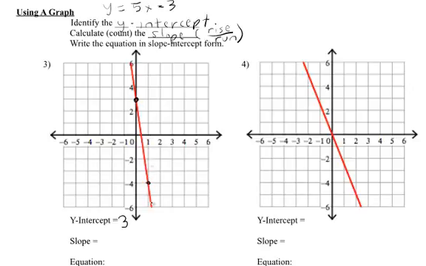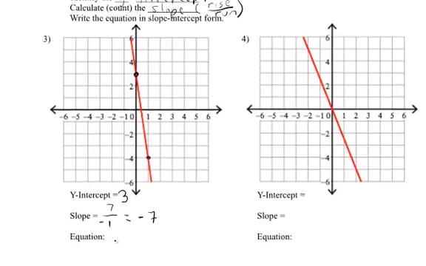So, we've got our 2 points. Remember, rise over run. So how many do we have to rise to get from this point to this point? We have to rise 1, 2, 3, 4, 5, 6, 7. And how many do we have to run? We have to run -1. So our slope is -7. So our equation's going to be y equals mx plus b. Y equals -7x plus 3.